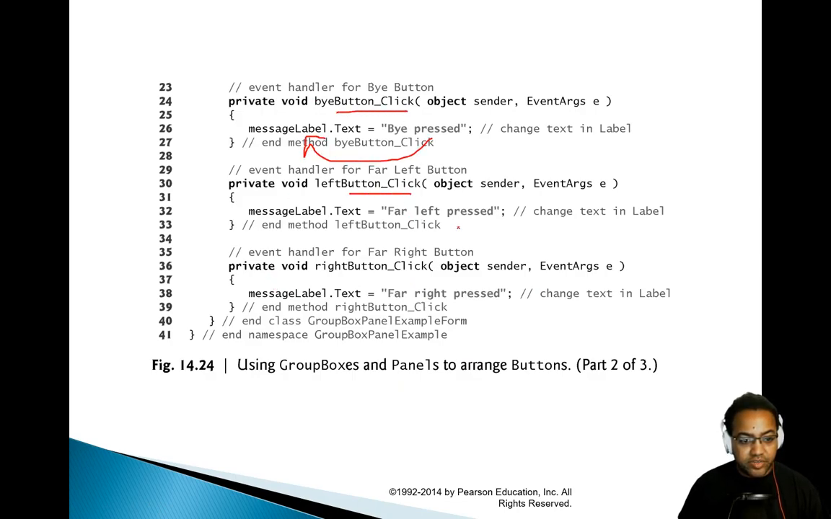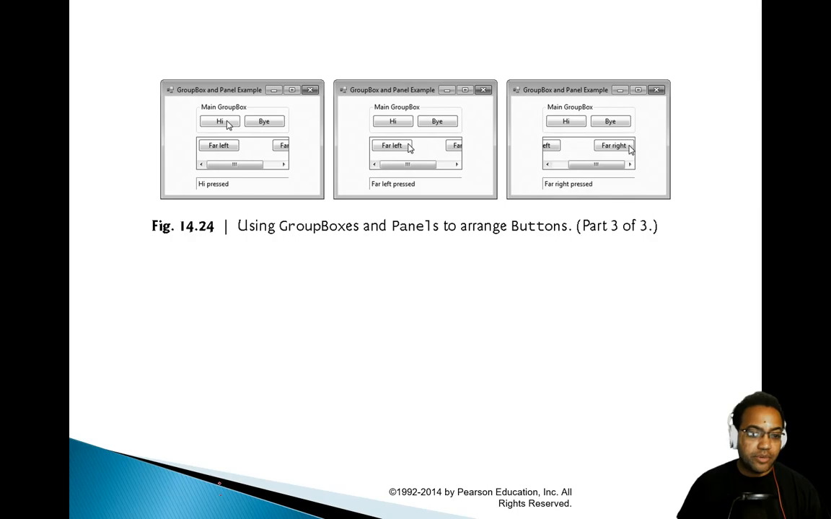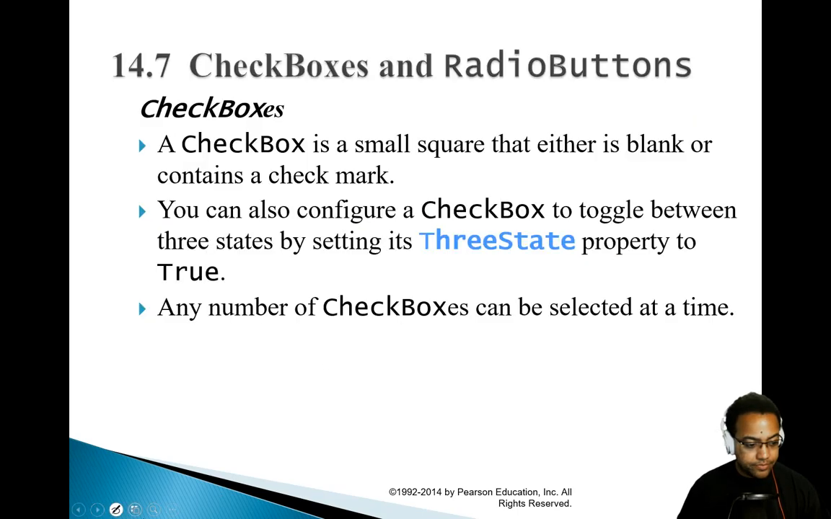There's a button that says left button, and then it prints "far left pressed" to the message label, and there's a right button click that says "far right pressed" to the message label. And there we go. This is what it would look like. When hi is pressed, "hi pressed." When bye is, or far left is pressed, "far left pressed." "Far right pressed."